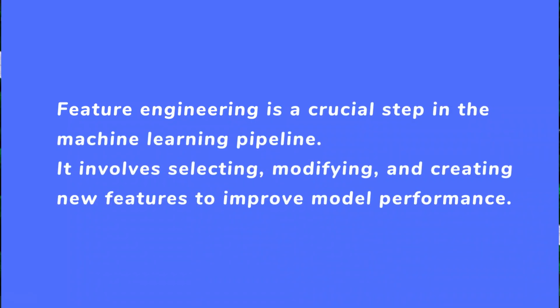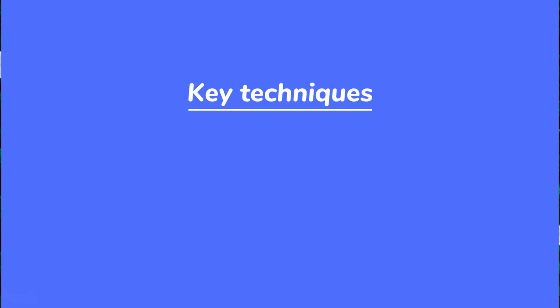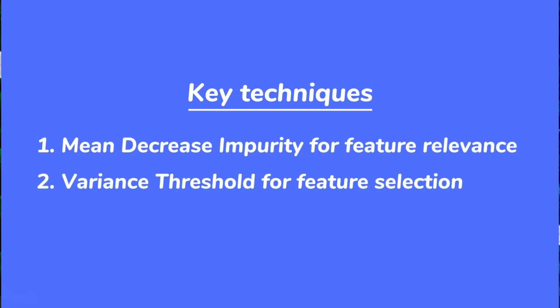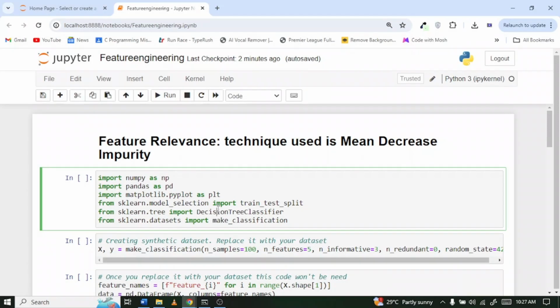Feature engineering is a crucial step in the machine learning pipeline. It involves selecting, modifying, and creating new features to improve the model's performance. Today, we will be exploring two key techniques: mean decrease impurity for feature relevance and variance threshold for feature selection. So let's start with mean decrease impurity. It's a technique we use to determine the importance of features in a decision tree or random forest.